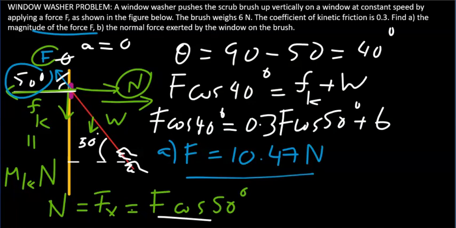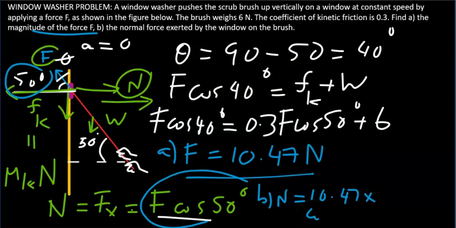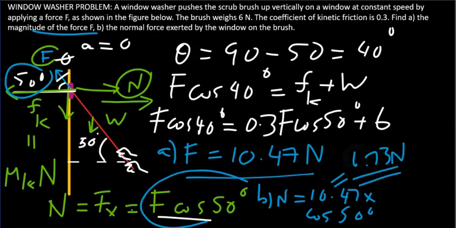Knowing that, we can determine the normal force, and that is given by that expression. So the normal force is F, which we have determined, 10.47, times cosine 50 degrees, which will give you 6.73 newtons. And that solves the problem.